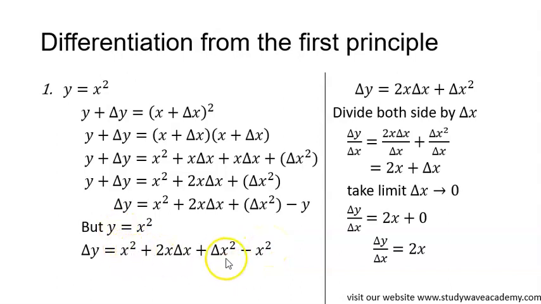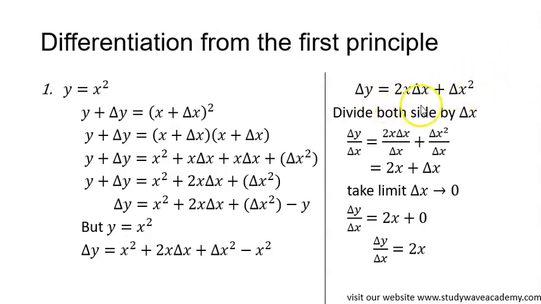Now we have x squared here and x squared. So x squared cancels x squared. We are left with 2x the change of x plus the change of x squared, okay? So the change of y is equal to 2x, the change of x, plus the change of x squared. Do you understand how we got to this point?